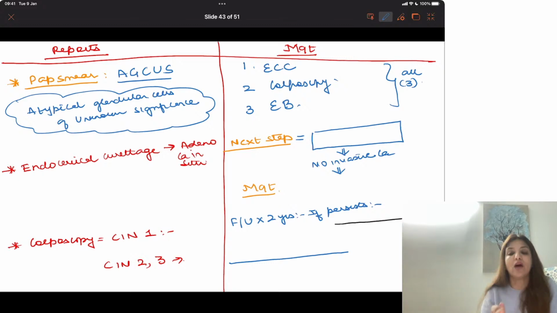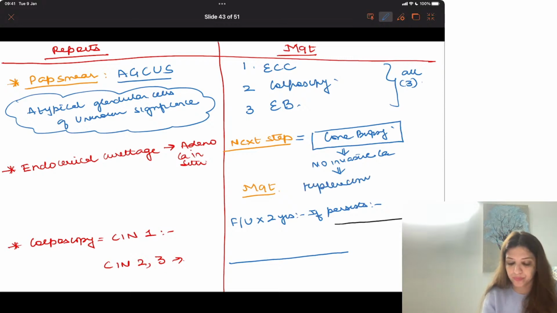Now suppose your question says that in a patient in whom pap smear report showed AGUS, endocervical curettage shows adenocarcinoma in situ, what is the next step? The next step is cone biopsy. Why am I doing cone biopsy? I am doing cone biopsy to rule out any existing invasive cancer of the cervix. Because if invasive cancer is present, then my management is not a simple hysterectomy, right? So my next step is cone biopsy, and if no invasive cancer is present, then the management becomes a simple hysterectomy.